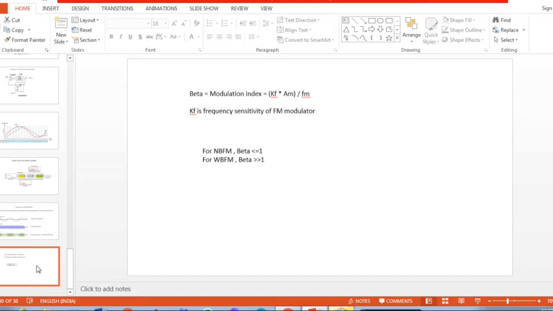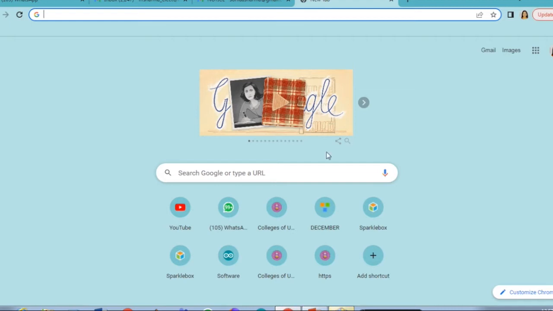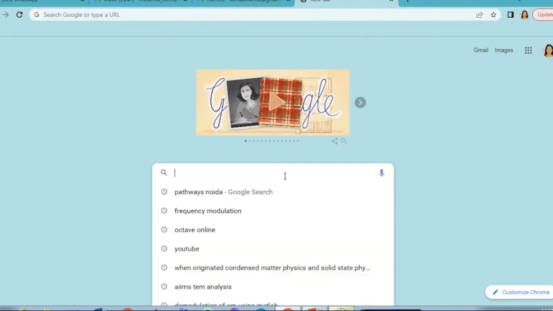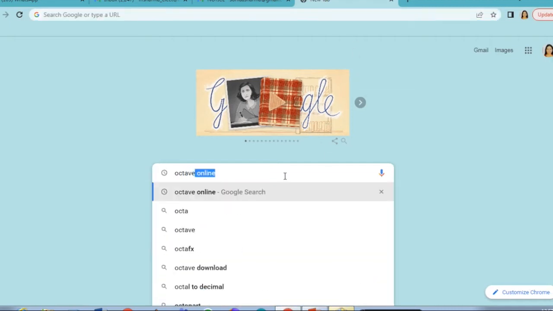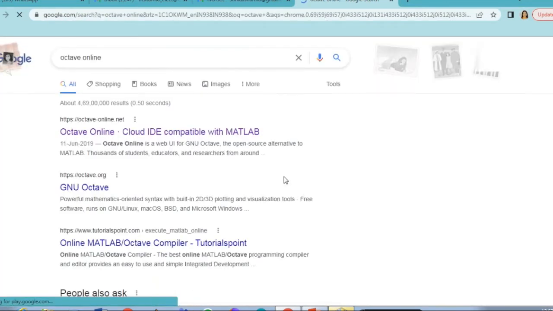So let's go for the modulation simulation using Octave Online. I have some issue with my MATLAB software, so I'm using the online version.